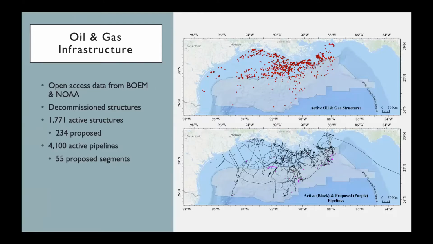It is important to note that these decommissioned structures could be acting as artificial reefs, giving some actual substrate for the corals and sponges to grow on, although that was not a part of this study. We were then left with 1,771 active structures, 234 of those being proposed, and then 4,100 active pipelines, as you can see in black in the bottom figure, and 55 proposed segments.